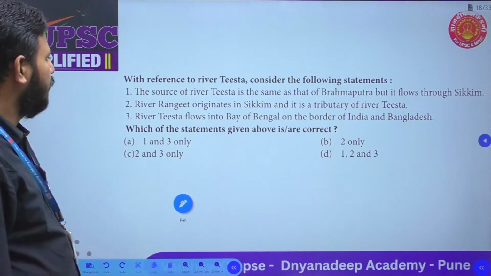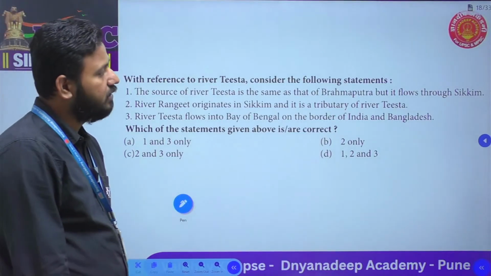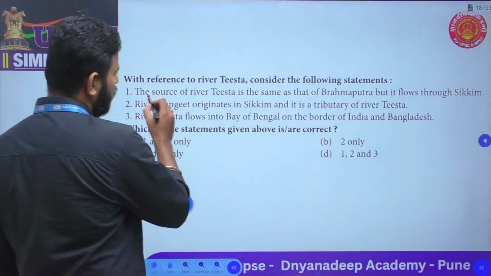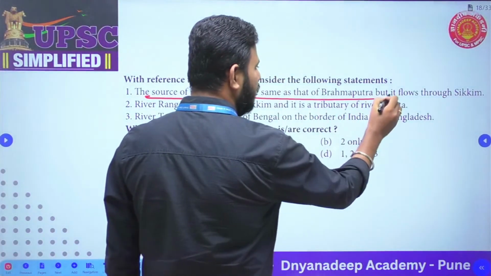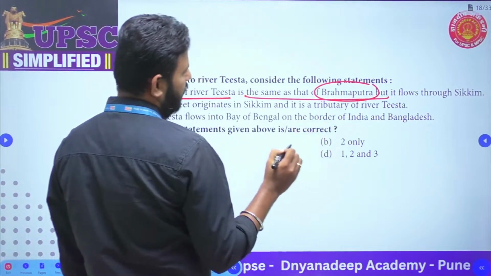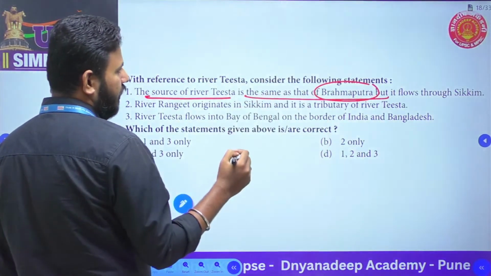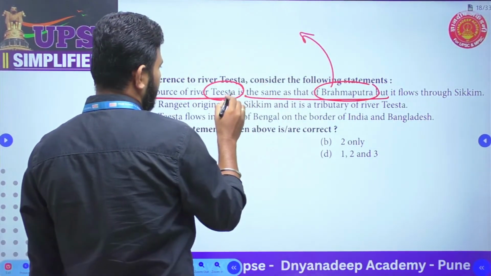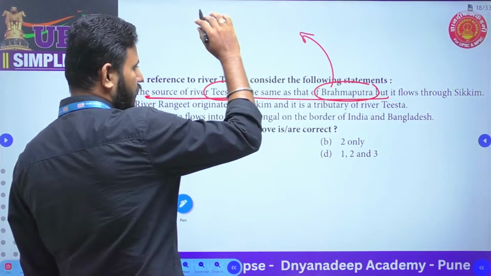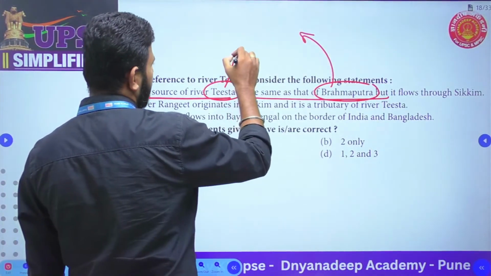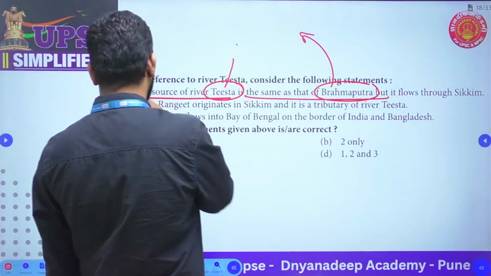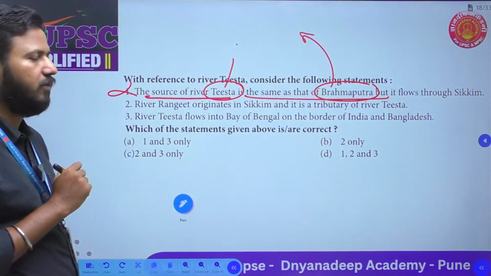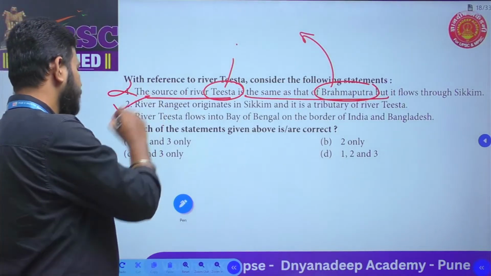Next question, with reference to river Tista, consider the following statements. The first statement says the source of river Tista is the same as that of Brahmaputra. This is problematic, but it flows through Sikkim. Brahmaputra originates in the Himalayas, way north of Tista, and Tista originates in the Indian Himalayan part in Sikkim. So this statement here is incorrect. And river Rangit originates in Sikkim and is a tributary of river Tista. This statement here is correct.